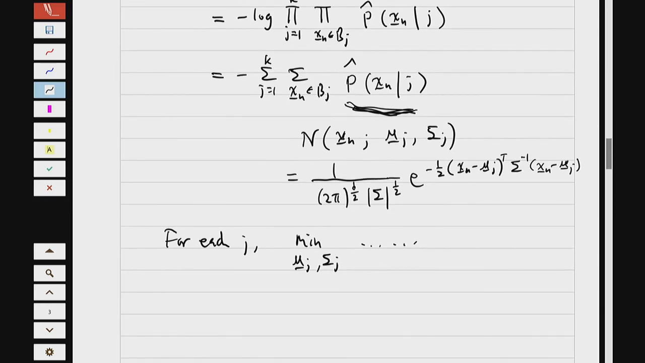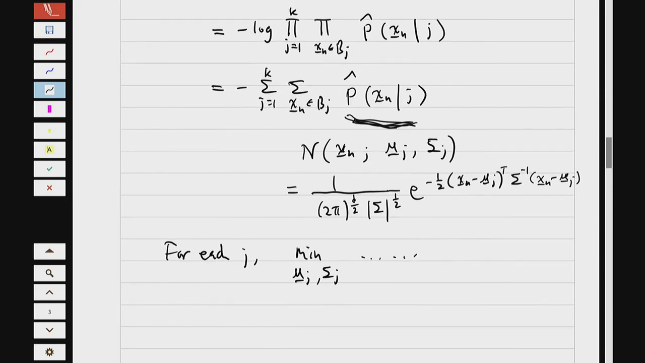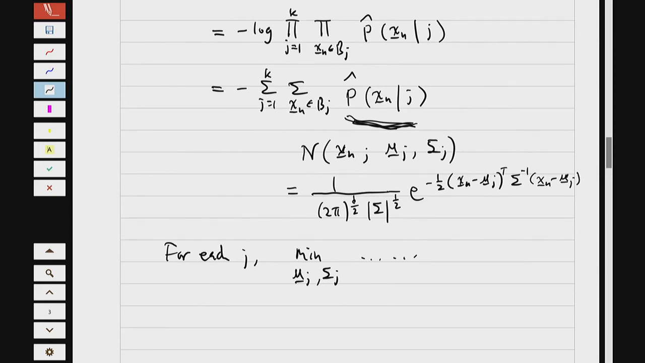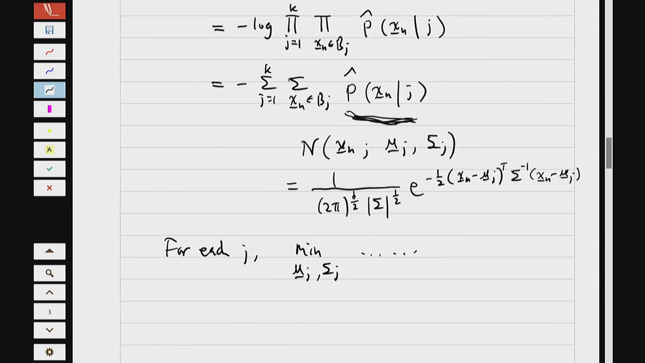Turns out that this is a classical estimation problem. Basically, given the data points that you have generated from a Gaussian PDF, how do you estimate the mean value and the covariance? That's exactly what we have. What you do to minimize this, we just simply take the gradient and set it to 0.